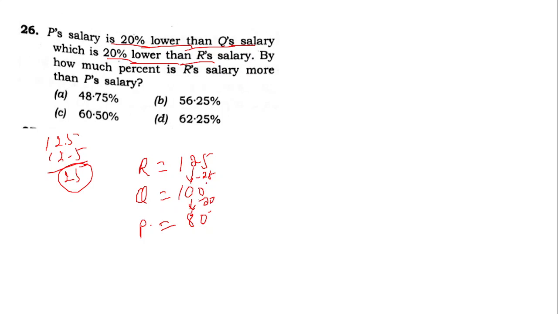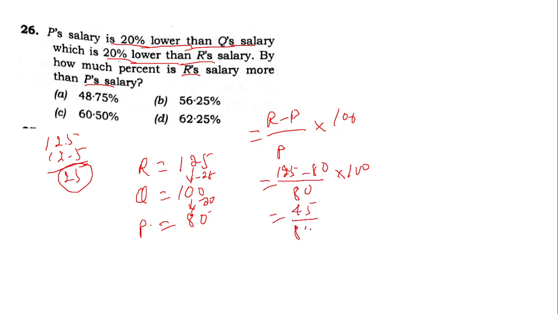Okay. Now what is the question? By how much percent is R's salary more than P's salary? R's salary minus P's. How do we calculate? R minus P divided by, that is latest minus previous divided by previous into 100. What is R? 125 minus 80. P is 80, divided by P which is again 80. That is 125 minus 80 is 45 by 80, into 100.